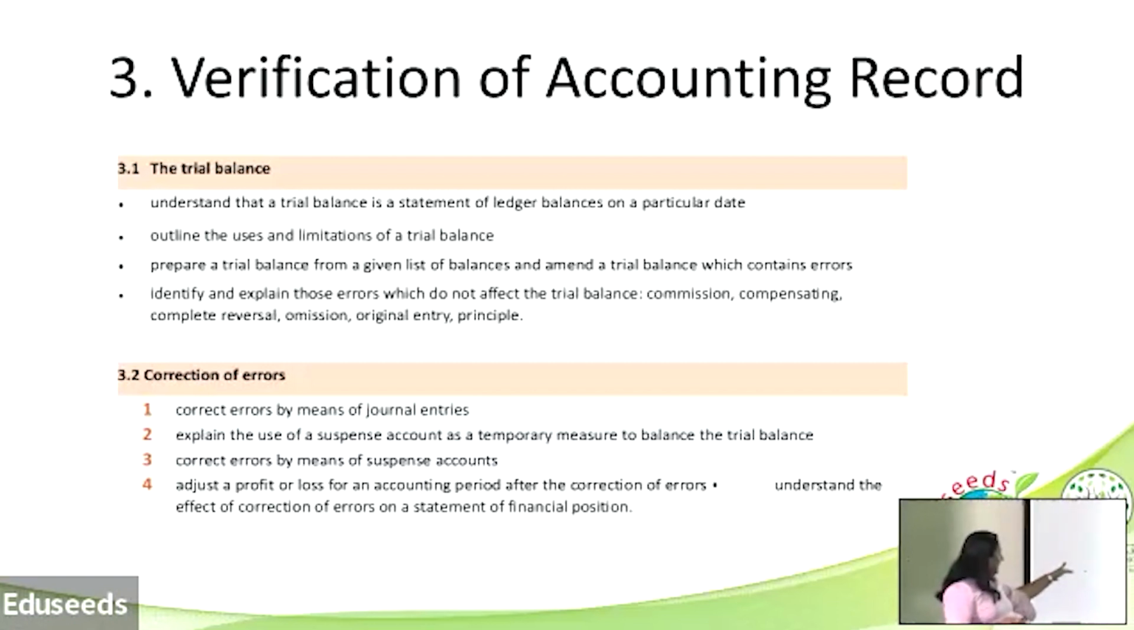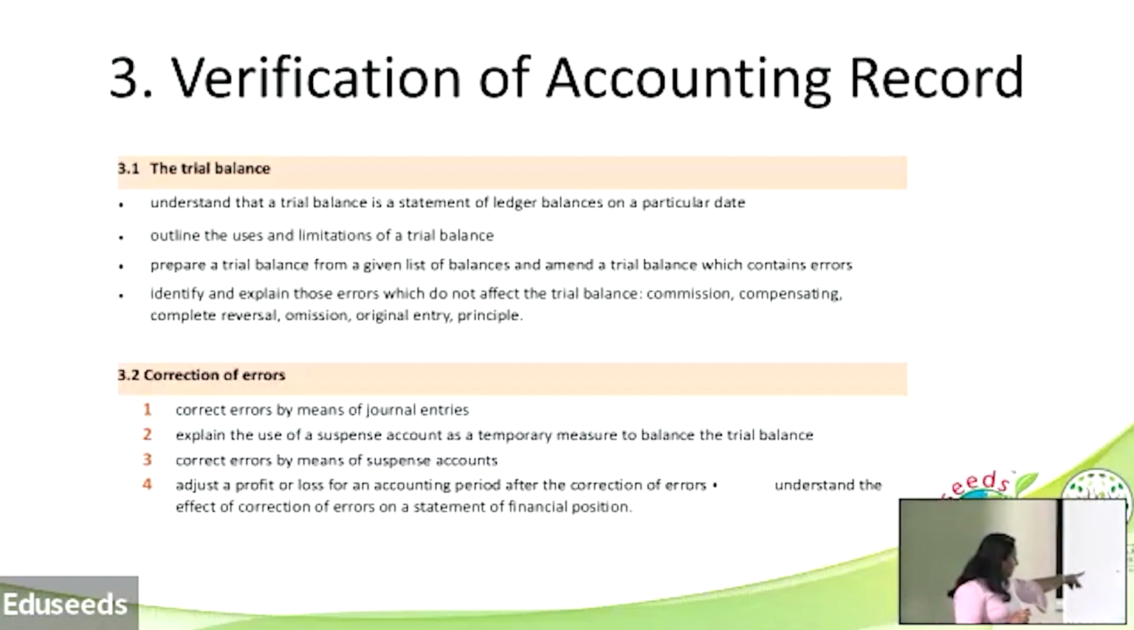You prepare, identify and explain those errors which do not affect the trial balance, like error of commission, error of compensating, error of omission, error of principle, and so many types of error. So basically you need to know what kind of error will make my trial balance not balance, and what kind of errors, even though they are still errors, my trial balance will still balance. You need to understand that part on your trial balance.